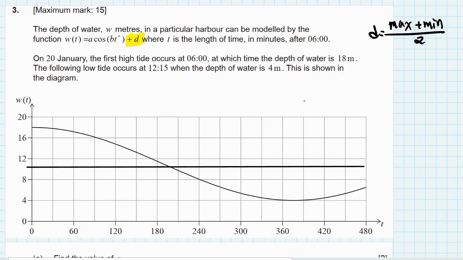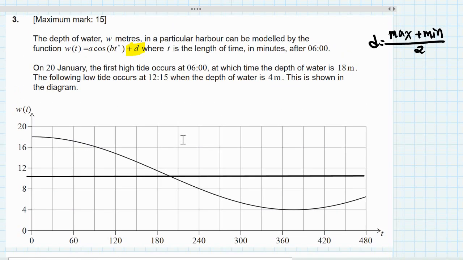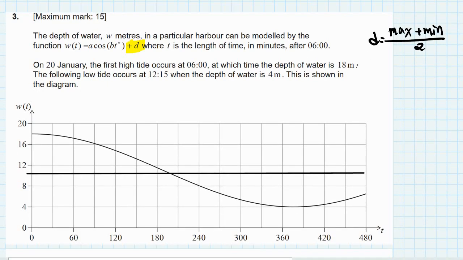In this case, we might need to do this later, but we can just do it now. D in this case is the maximum, 18, plus the minimum, 4, and then divided by 2. So D is equal to 22 divided by 2. D is equal to 11, meaning the principal line, the middle line of this graph, is 11.